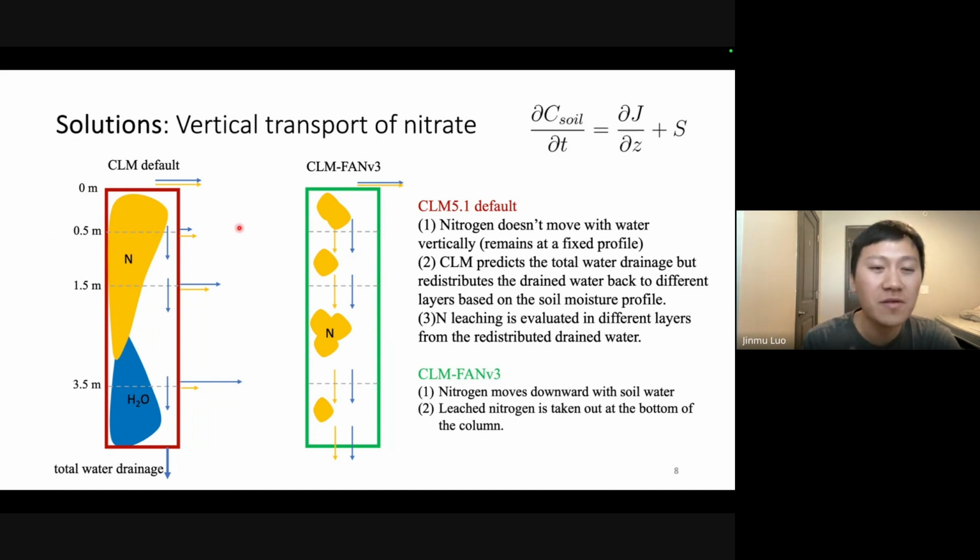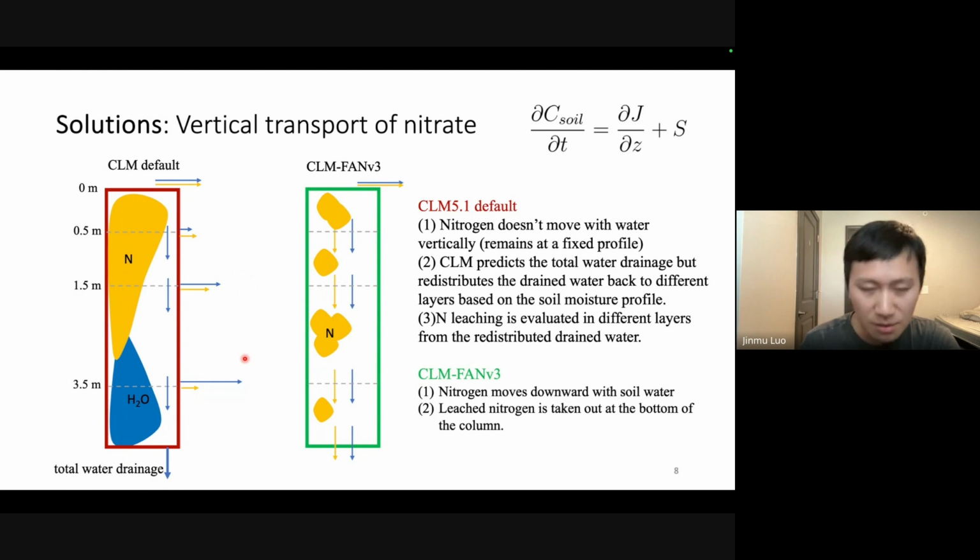So let's go over how CLM calculated nitrate leaching. First, CLM assumes nitrogen doesn't move with water vertically. That means it remains at a fixed profile here, like I plotted, and CLM predicts the total water drainage here. But CLM will redistribute this water drainage back layer by layer based on the soil moisture information, and then nitrogen leaching is finally evaluated in different layers from this redistributed drained water.